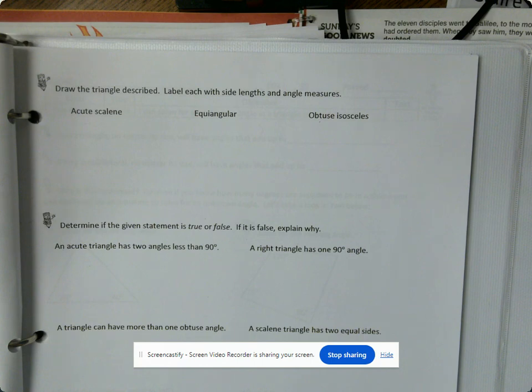Determine if the given statement is true or false. If false, explain why. Why is that false? So you'd have to look and see if it's false. Tell me how you know that. And then the bottom is the review.